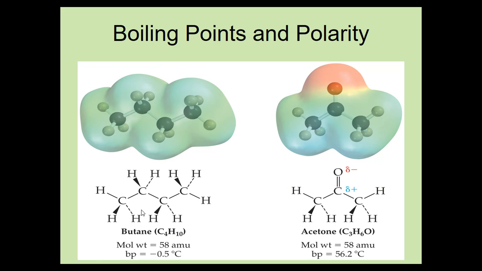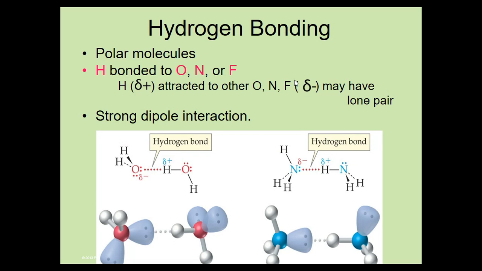Just to illustrate that point, here we have butane, which is a completely nonpolar molecule, and it has a very low boiling point of negative 0.5 degrees Celsius, whereas here we have acetone, which is a polar molecule. It's got a partially negative end right here, and it has a much higher boiling point. That's because when you have a stronger force holding all your molecules together, it doesn't want to change phases from, let's say, solid to liquid or liquid to gas. It wants to hold on strongly and prevent the molecules from becoming a gas or spreading apart.